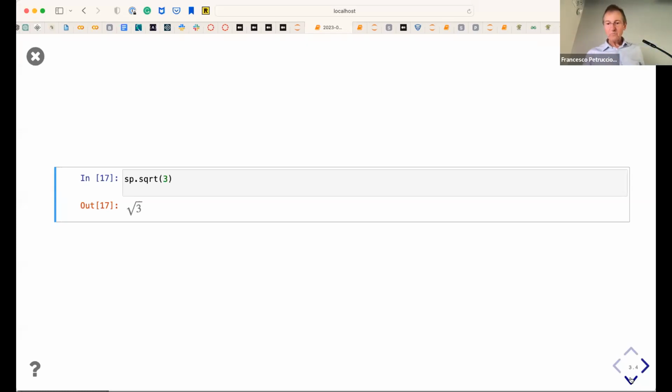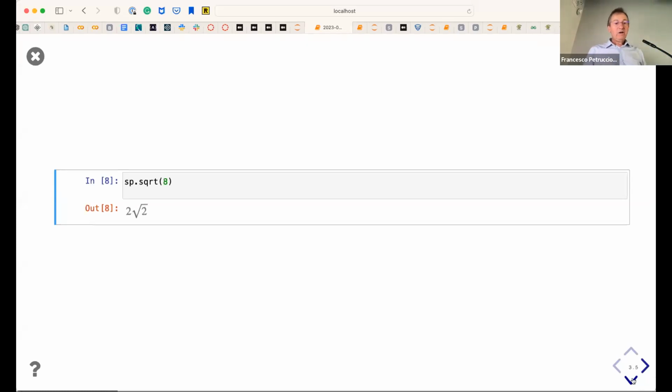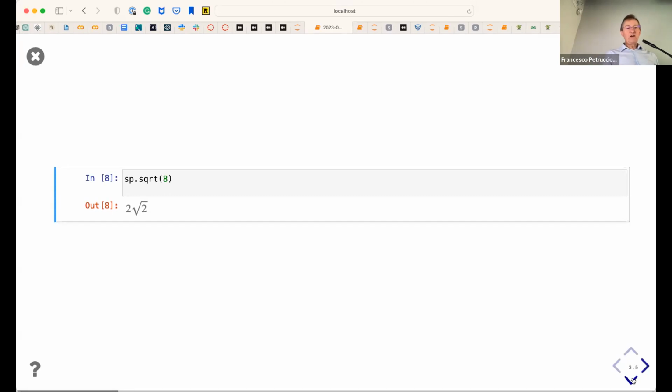Okay. And now you see another nice advantage. If you do the square root of 8, it's 2 times square root of 2. It's not some other fancy float number.